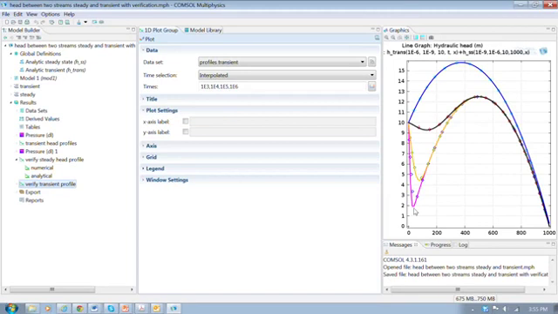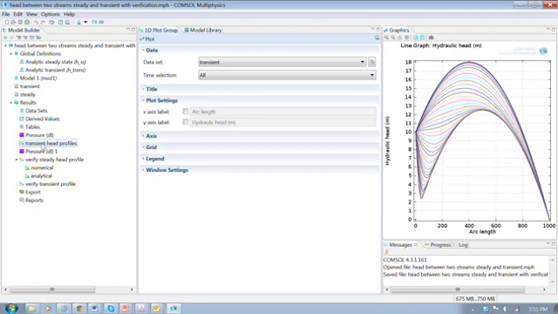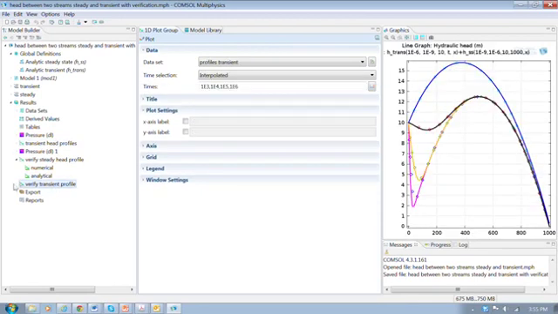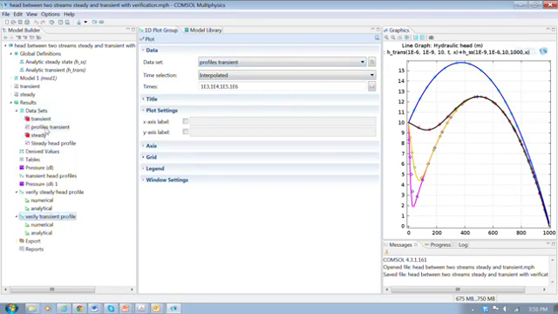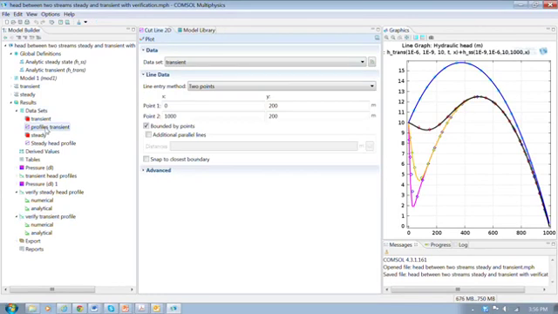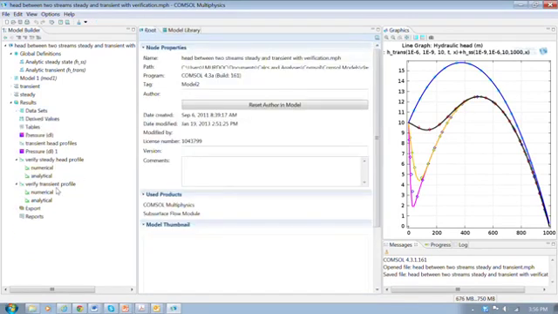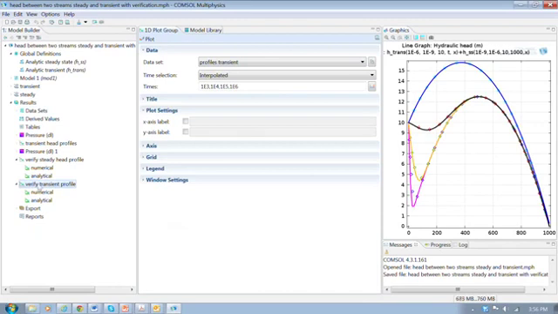This plot looks a bit different, though, than this plot. And so let me show you some of the differences. What I did here was to plot the results over a cut line that I defined up here. And we used that cut line previously. It's called Profiles Transient. And I set it up so that I defined the transient profiles out here, and then the time selection was interpolated, and I used these 5 different times. Well, I guess they're 4 different times.